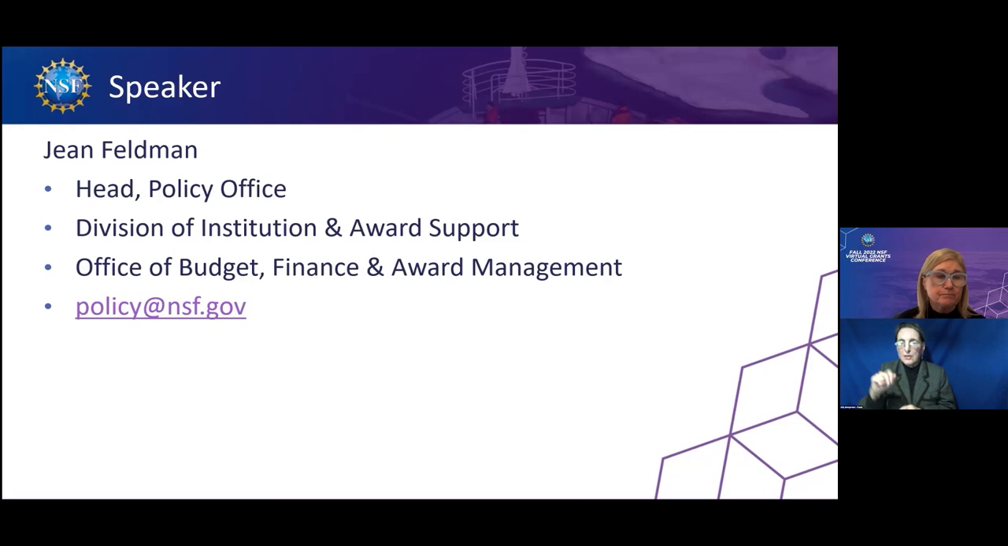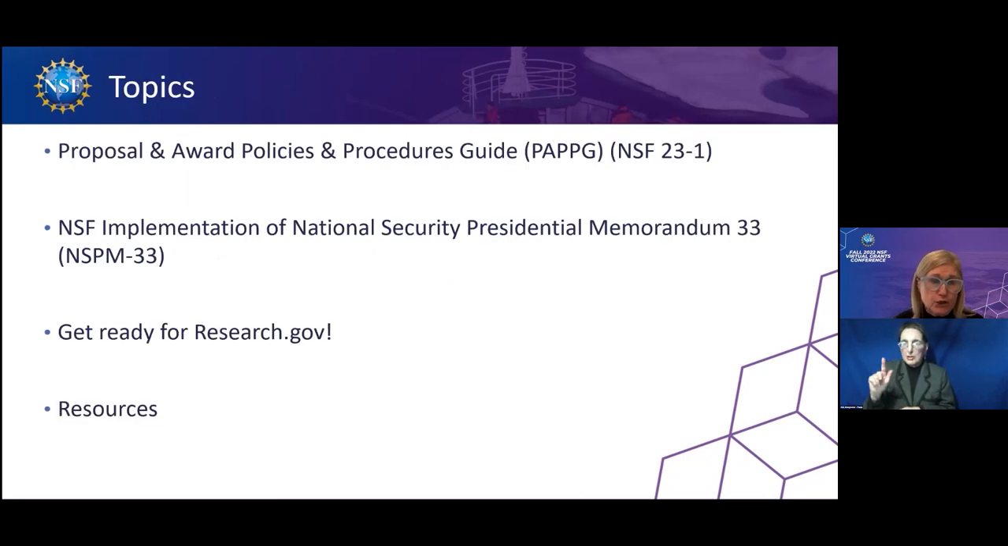Well, what am I going to cover in this session? There are four topics shown on this slide. Again, as I've already mentioned, the PAP Guide for 2023. NSF's implementation of National Security Presidential Memorandum 33, or NSPM 33, as it will be referred to during this session.